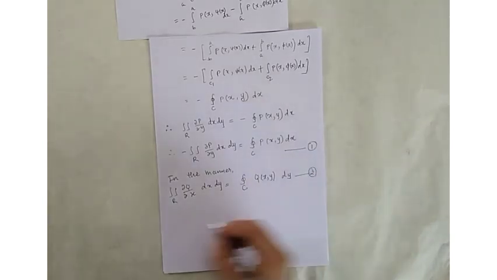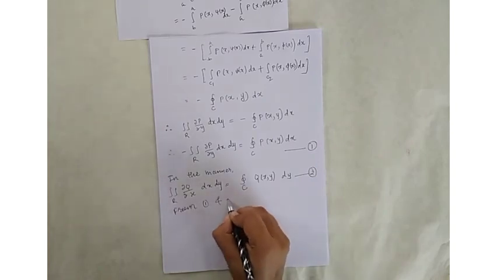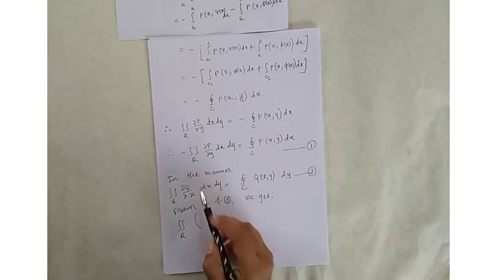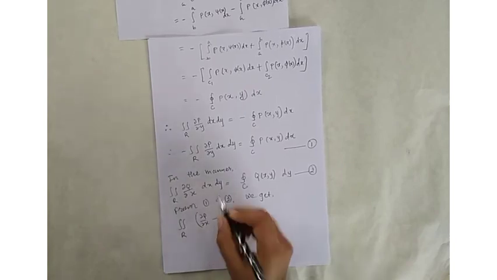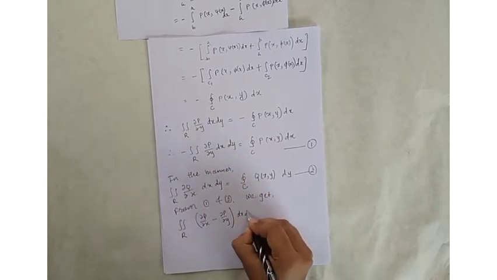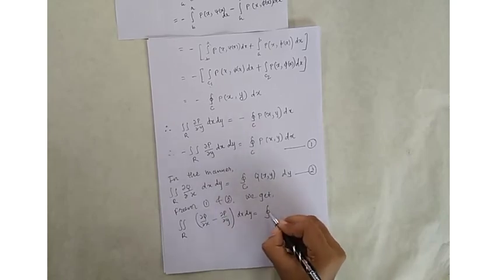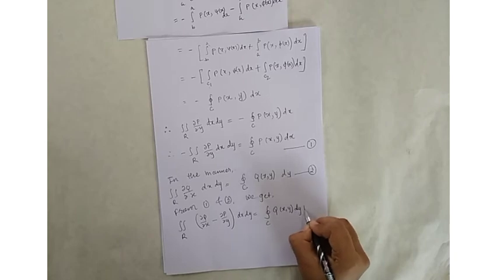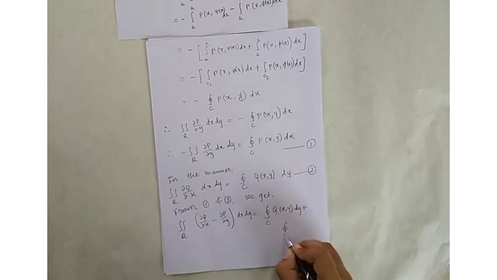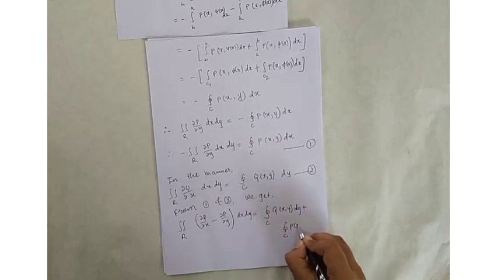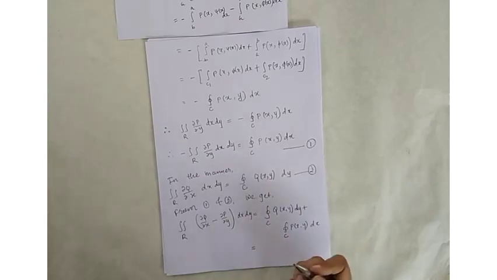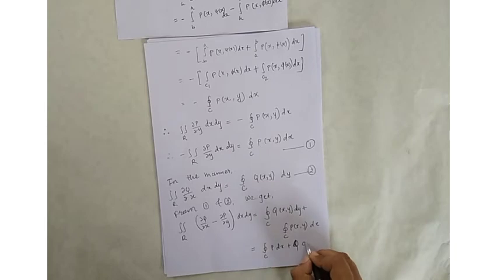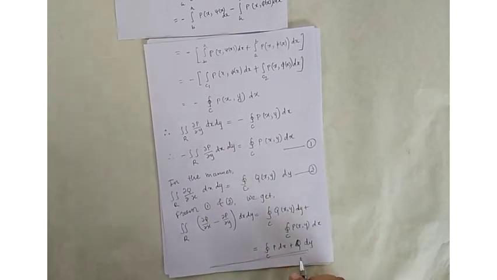Call it as 2. So from 1 and 2 we get the double integration over the region R, del q by del x minus del p by del y dx dy, is equal to the integration on closed smooth curve C of q(x,y) dy plus the integration on closed smooth curve C of p(x,y) dx, which is equal to the integration on smooth closed curve C of p dx plus q dy. So hence the theorem.